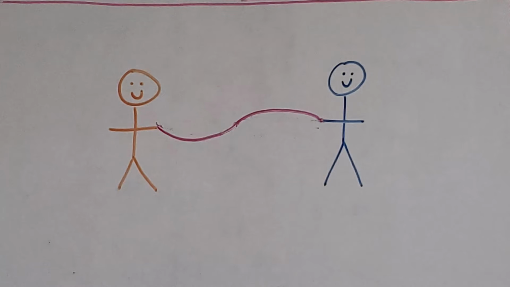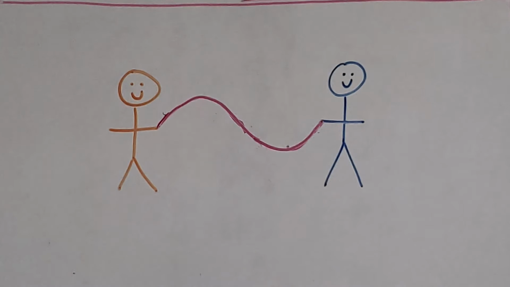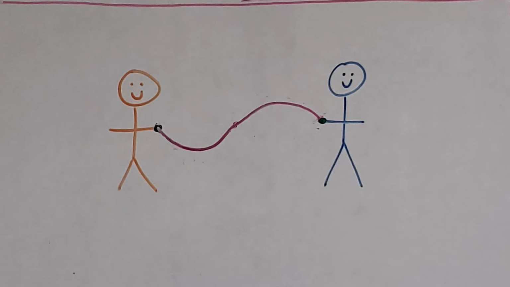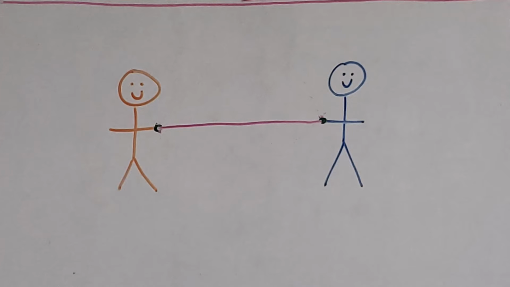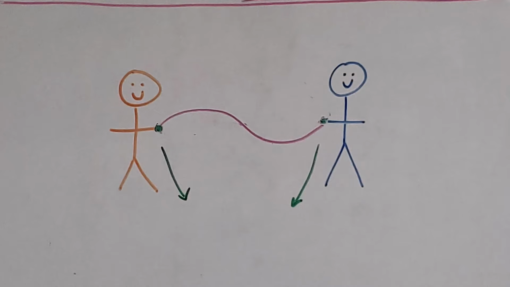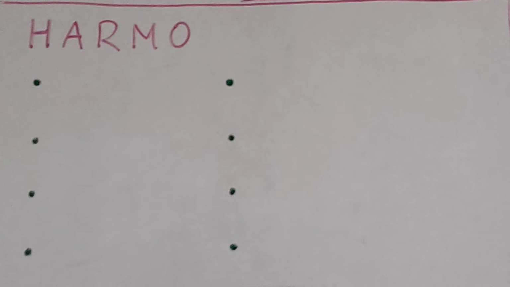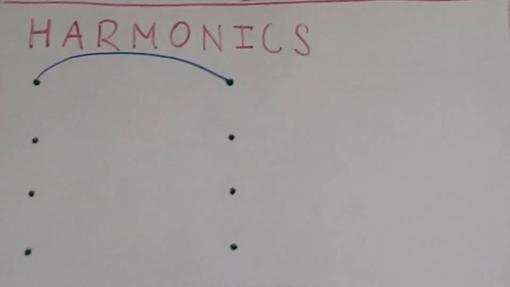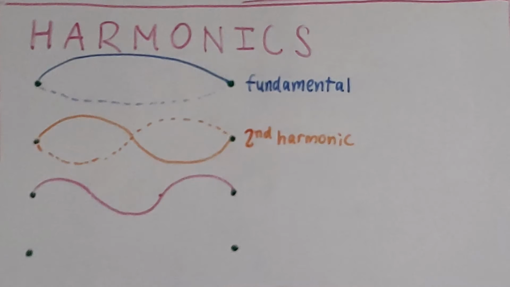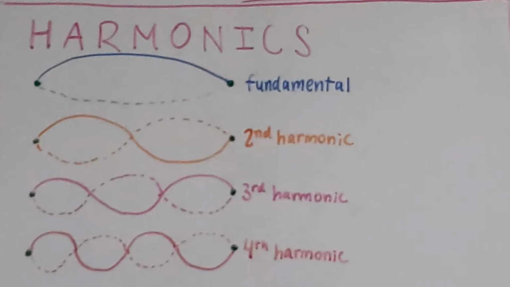You're probably noticing that there's one restriction to its movement. Since we're holding the jump rope at each end, the wave can't vibrate there. So at those 2 points, the wave must have a height, or an amplitude, of 0. Based on this restriction, we can draw a set of the possible wave diagrams for this jump rope, which are called harmonics. They're called the fundamental, the second harmonic, the third harmonic, the fourth harmonic, and so on.